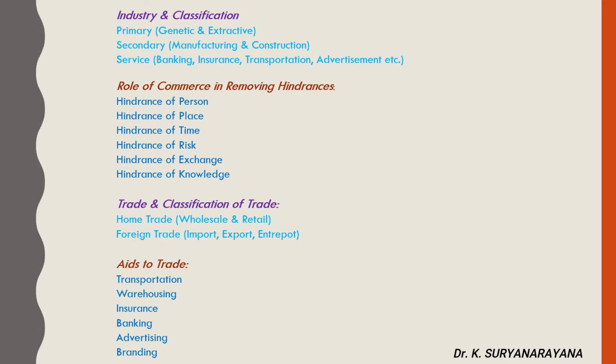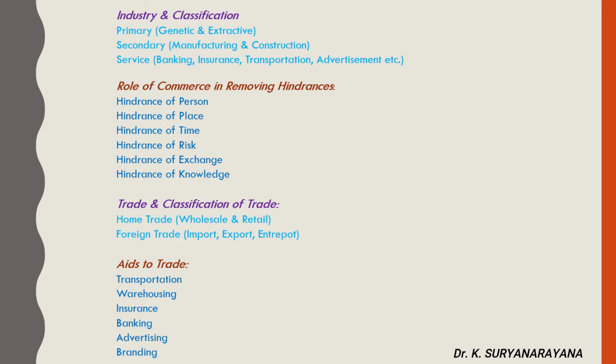And we have genetic, in the sense animal husbandry, poultry farming, plantation, etc. They are all genetic industry. So primary industry, secondary industry, and tertiary industry. So now let us study in detail about the primary industry.